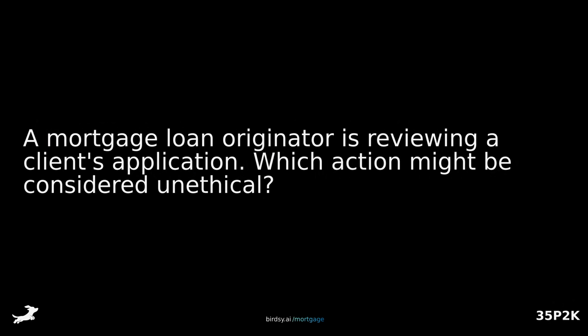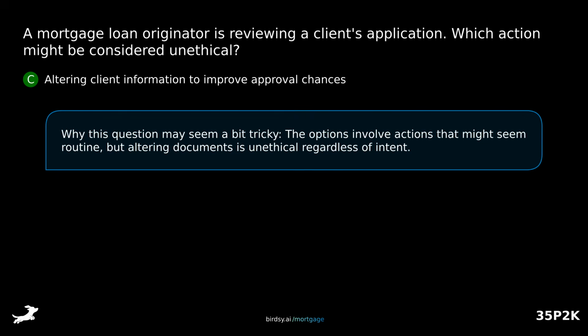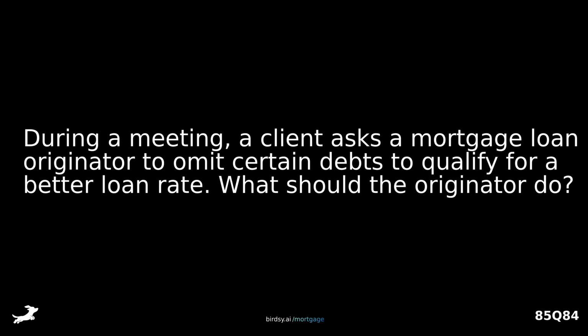A mortgage loan originator is reviewing a client's application. Which action might be considered unethical? Is it A, clarifying loan terms with the client, B, requesting additional documentation, C, altering client information to improve approval chances, or D, discussing potential loan options? The answer is C, altering client information to improve approval chances. Why this question may seem a bit tricky, the options involve actions that might seem routine, but altering documents is unethical regardless of intent.